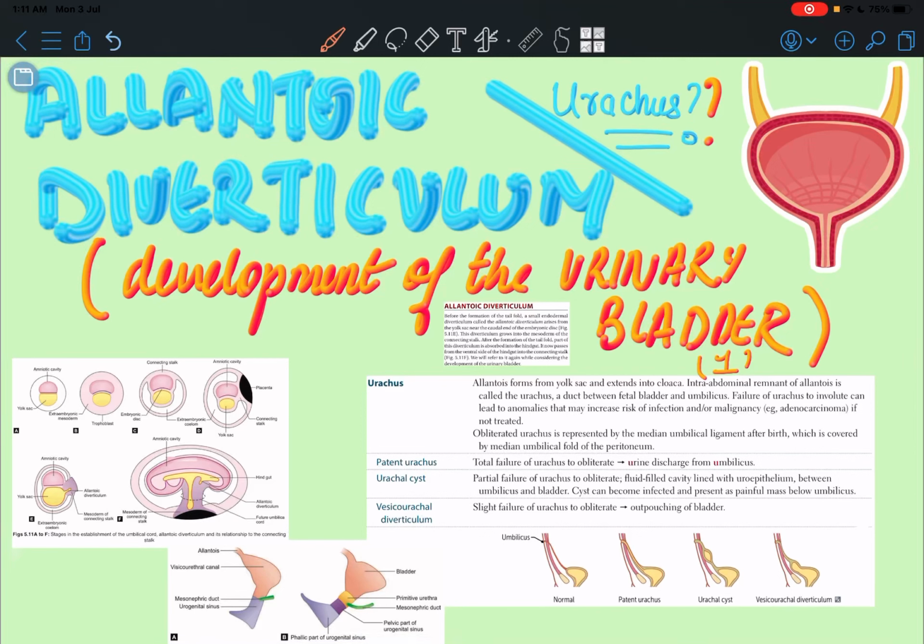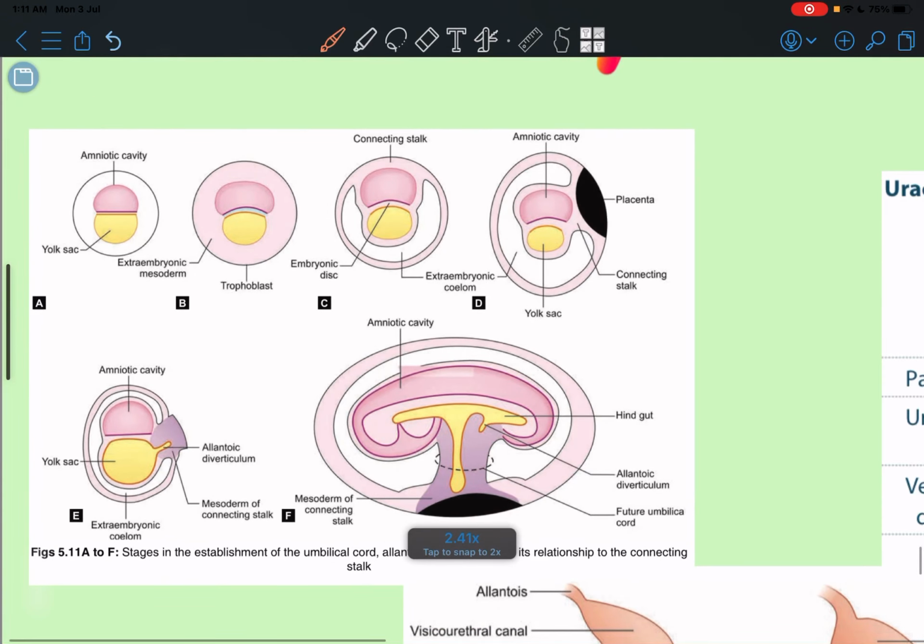This one's about Allantois or Urachus. We'll see the difference and also a part of the development of the urinary bladder. Okay, so starting with what is the Allantois.